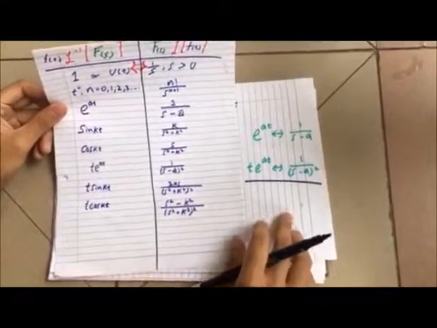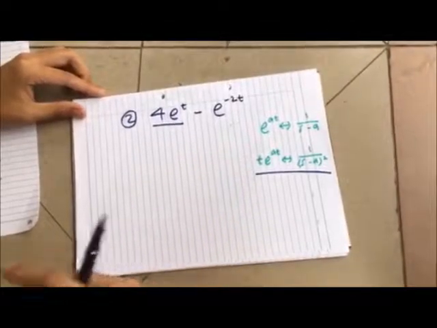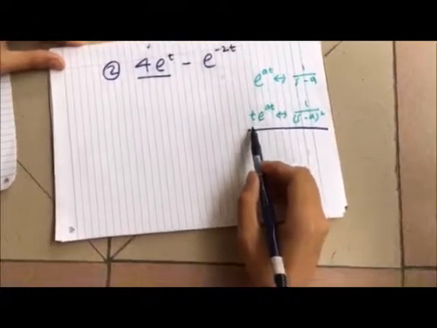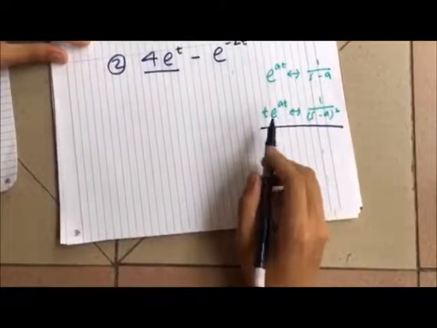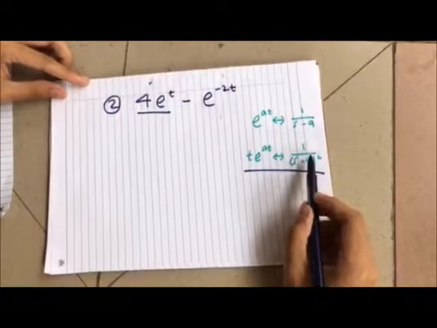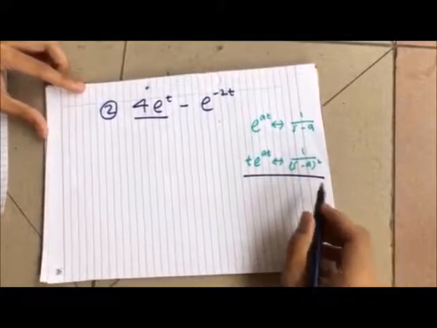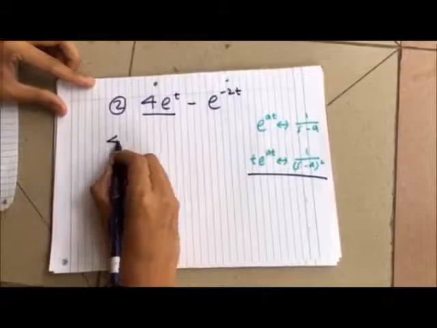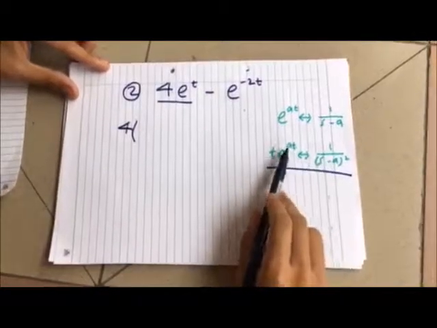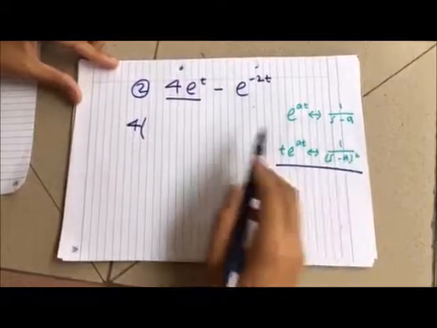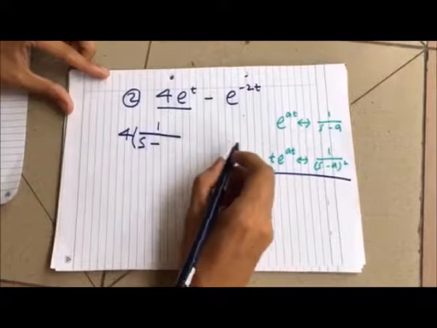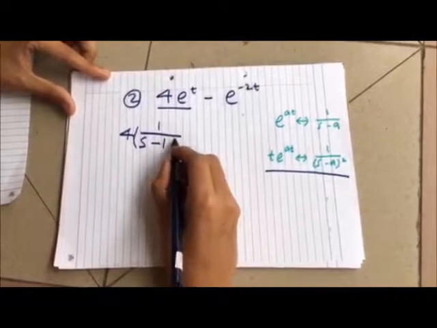So now we're going to explain using this example. With this first term, for t e power t, we can use the second formula. As you can see, t e power at, when you Laplace it, will give you 1 over s minus a, the whole thing squared. So 4 being a constant, we will leave it outside, and we have t e power t. In this case, our a is 1. So putting it into the formula, we have 1 over s minus our a, which is 1, the whole thing squared.